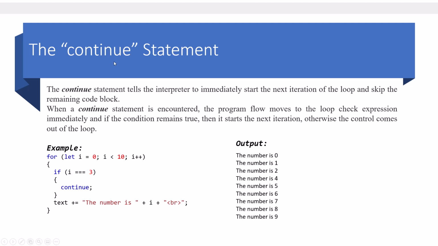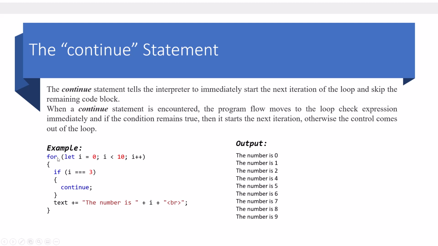That time we use the continue statements. When a continue statement is encountered, the program flow moves to the loop check expression immediately, and if the condition remains true, then it starts the next iteration. Otherwise the control comes out of the loop. So here one example is given.